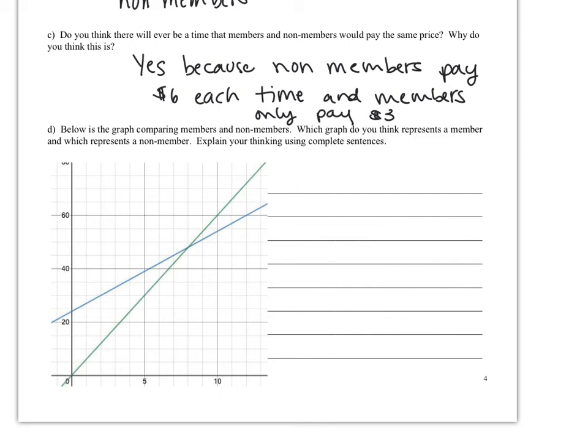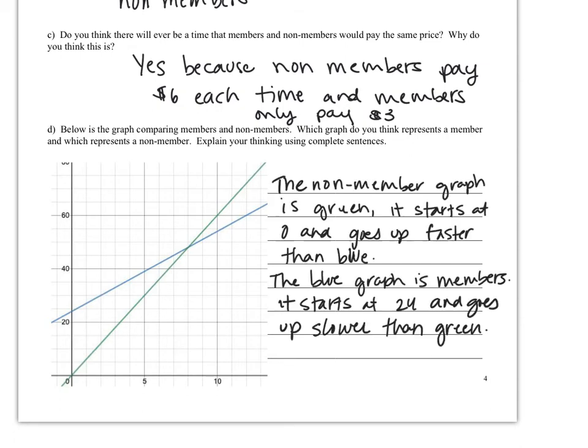I've got a green graph and I've got a blue graph. Which graph do you think represents the member and which graph do you think represents a non-member? Explain your answer using complete sentences. Pause the video, press play when you're ready to check your answers.